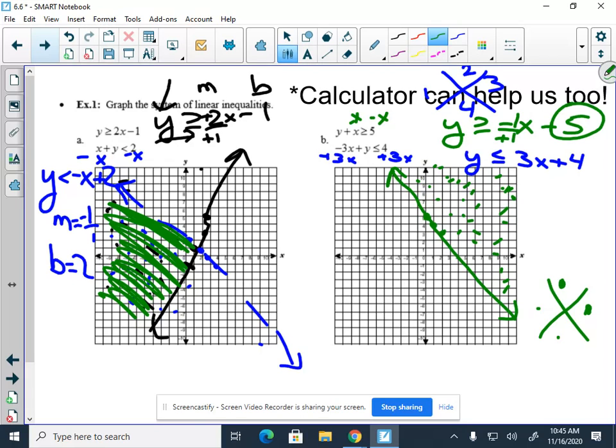Okay? Now the second line. We go up 4, we put a dot. Then we go up 3 over 1. This one will be a solid line. It says y is less, so we're going to shade underneath the blue line here.